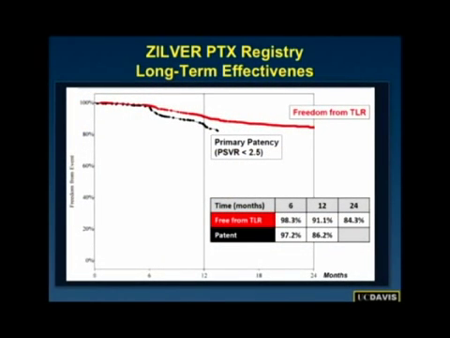And at least from the data that we have from this real-world experience, the freedom from TLR, clinical endpoint, at 24 months was 84%. And then the primary patency with the PSVR of less than 2.5 was 86%. So favorable, but how that compares with a non-drug-eluting stent, and it's not a randomized comparison, but at least it's some confirmatory evidence that this therapy can be safe, it can be applied, and result in quite reasonable outcomes.